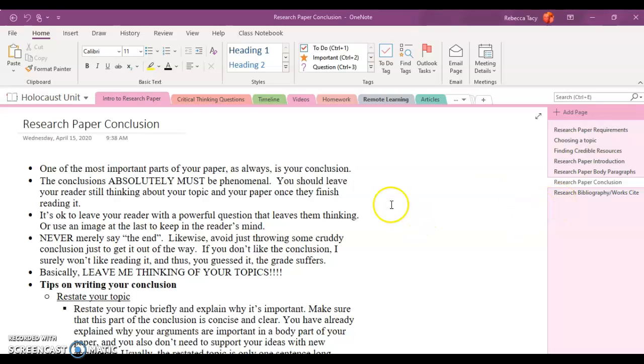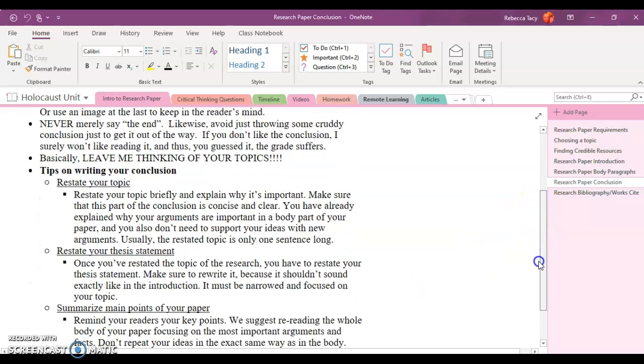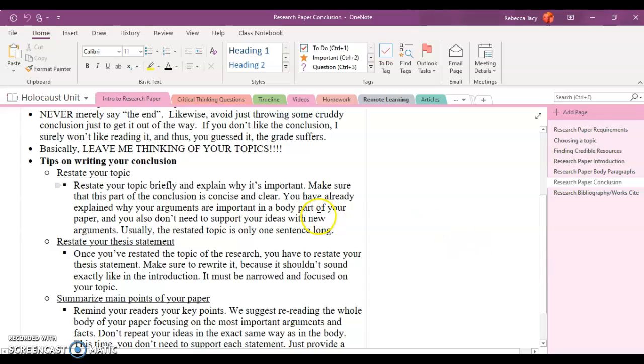So those are some clues for writing your conclusion. Tips on writing your conclusion. Restate your topic. Just really briefly explain why your topic is important, why you wrote about it. Make sure it's concise, make sure it's clear. Do not ramble on about it. You've already explained your arguments in your body paragraphs, so you don't need to restate the support for your ideas, but mostly just your ideas. So in one sentence, just lay it out clearly.